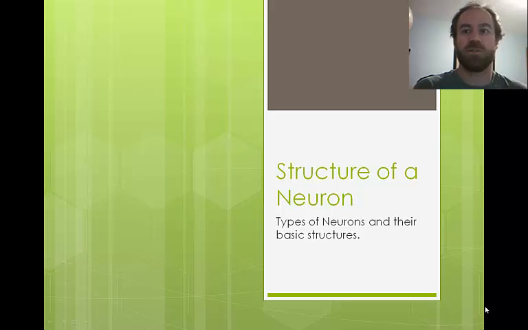Okay, so we're just going to talk very briefly about the basic structure of a neuron. This is a fairly short presentation, but please don't disregard the information. You need to know the basic structure of a neuron in order to understand how neurons work. We need to know how neurons work to understand how the nervous system works, and we need to understand how the nervous system works if we want to understand human behavior and mental processes.